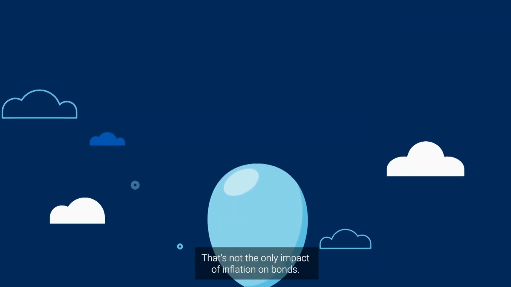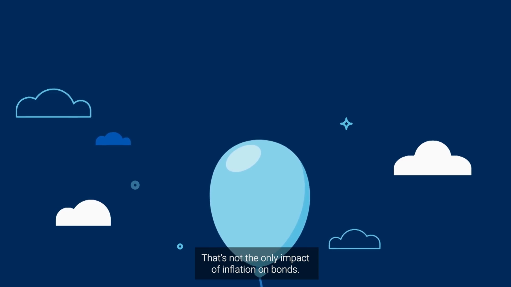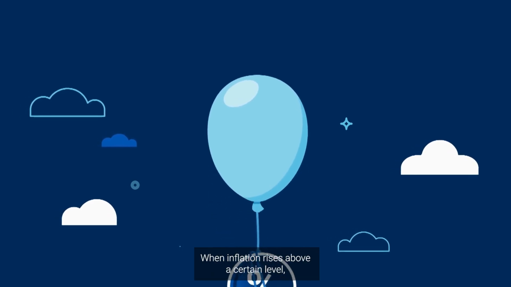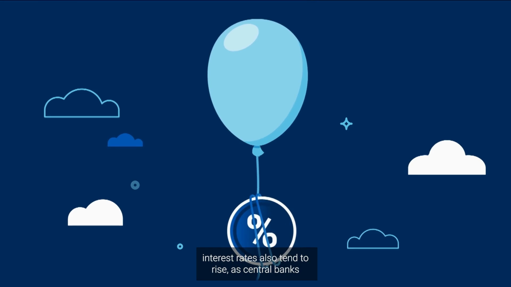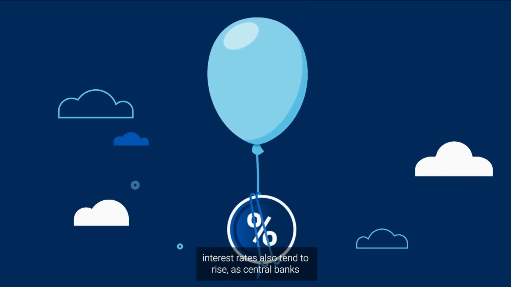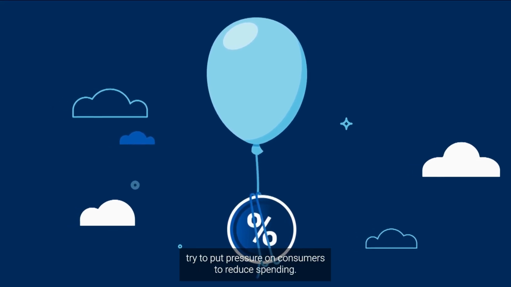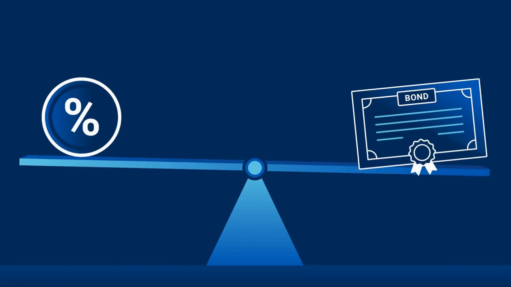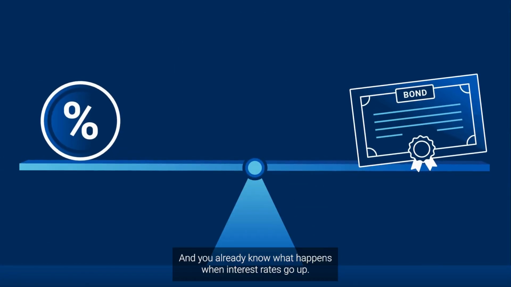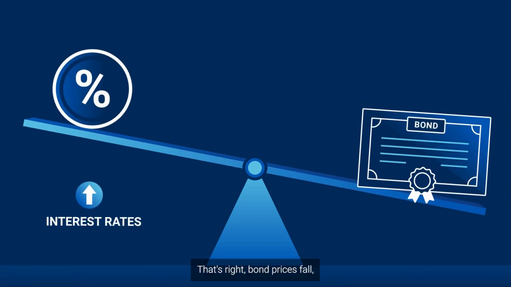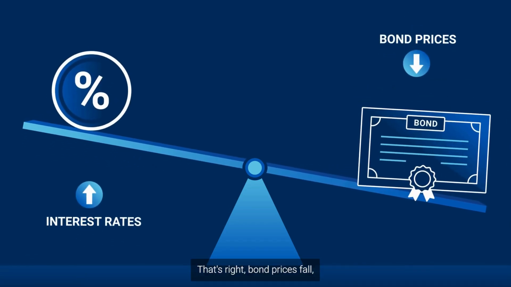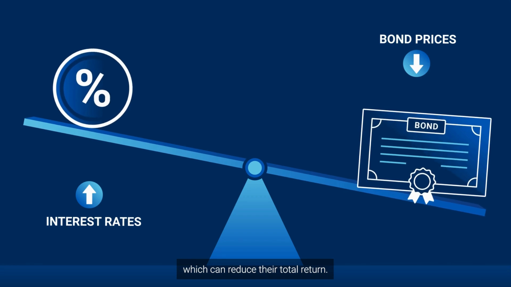That's not the only impact of inflation on bonds. When inflation rises above a certain level, interest rates also tend to rise, as central banks try to put pressure on consumers to reduce spending. And you already know what happens when interest rates go up. That's right. Bond prices fall, which can reduce their total return.